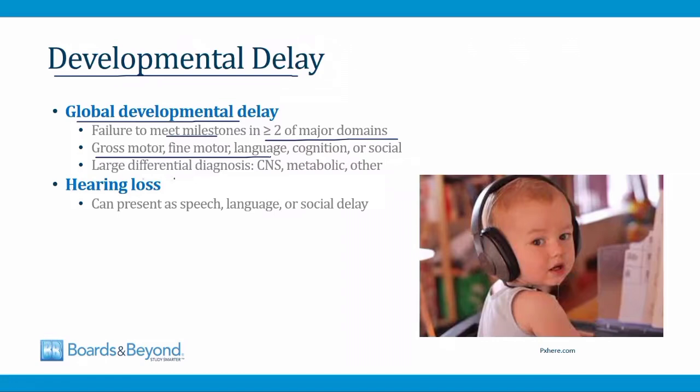And global developmental delay has a very large differential diagnosis. It includes central nervous system problems, metabolic problems, and others. In many cases, children who have global developmental delay already carry a diagnosis, like Down syndrome or some other genetic disorder, and so the global developmental delay does not come as a surprise.